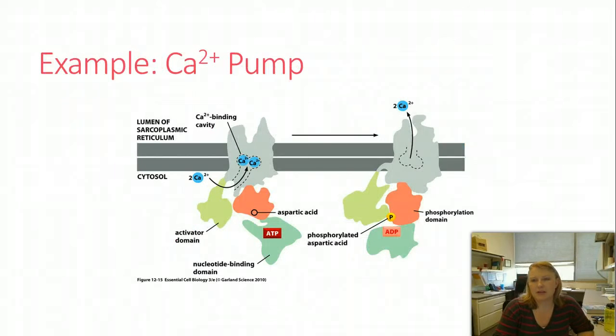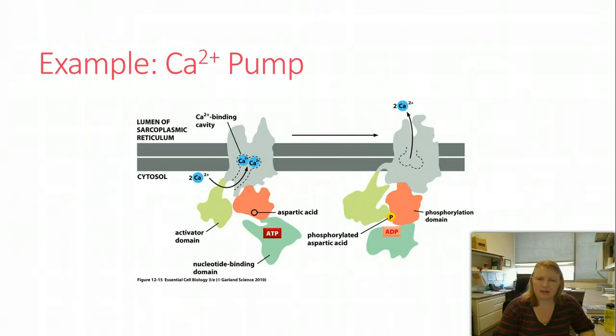Another example, and this is a uniport, is the calcium 2 pump. Now it works in pretty much the same way. As you can see, ATP comes in, uses the breaking of that phosphate to cause a conformational change, which releases calcium into, in this case, the sarcoplasmic reticulum, which is similar to the endoplasmic reticulum, but in cardiomyocytes.